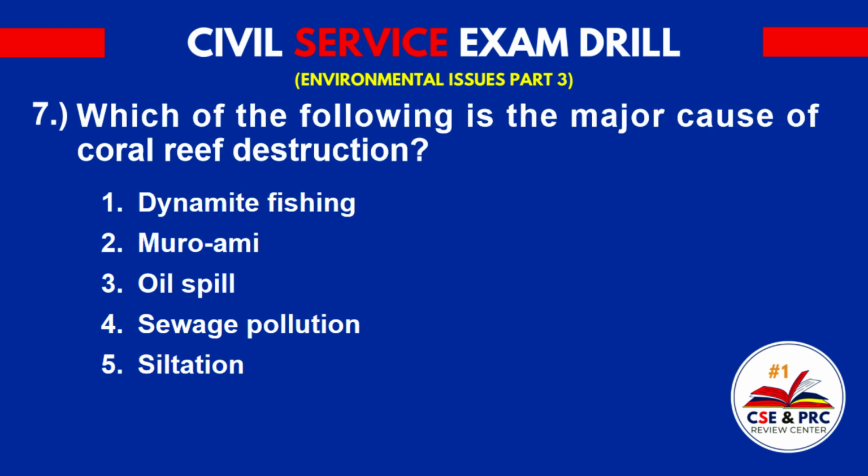Number 7, which of the following is the major cause of coral reef destruction? 1. Dynamite fishing. 2. Muro-ami. 3. Oil spill. 4. Sewage pollution. 5. Siltation. The answer is 1. Dynamite fishing.